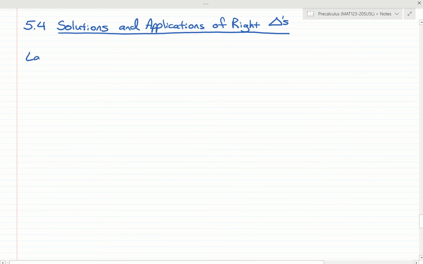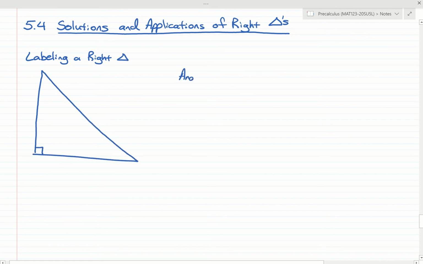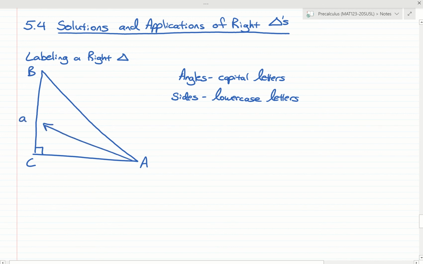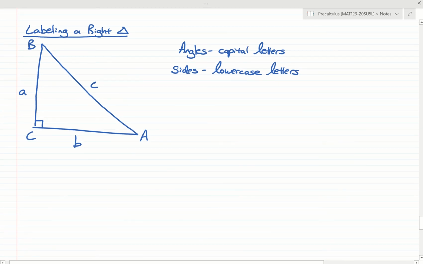All right, so first of all, when we're labeling a right triangle, it's going to look something like this. Where the angles are going to be capital letters, and the sides are going to be lowercase letters. So we'll label this angle A, this angle B, this angle C, and side A is going to be opposite angle A. Side B is going to be opposite angle B. And side C is going to be opposite angle C. So the angle creates the side. That's how we label a right triangle.